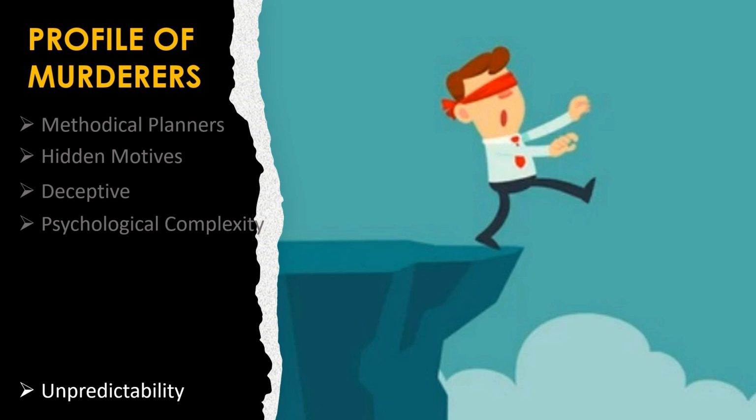Unpredictability. Christie's murderers can be surprising and unexpected. She masterfully plants red herrings and misdirection throughout her stories, leading readers and characters to suspect the wrong individuals. The true murderer may defy initial assumptions, adding suspense and intrigue to the narrative.